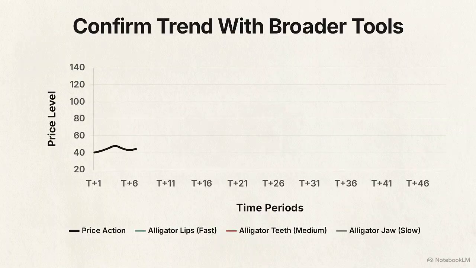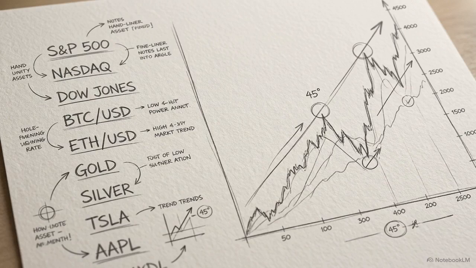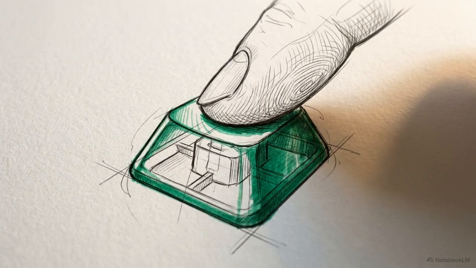To increase your accuracy, you have to pair it with broader analysis tools, like the alligator indicator, or establish support and resistance levels to confirm the overarching trend first. The synergy works like this. Your broader analysis tells you what asset to trade and in what direction. The Accelerator Oscillator tells you exactly when to execute the entry.